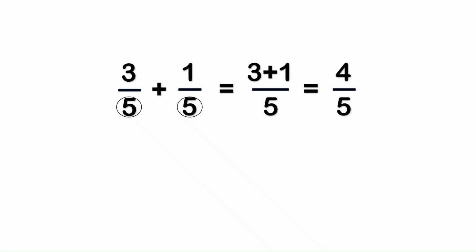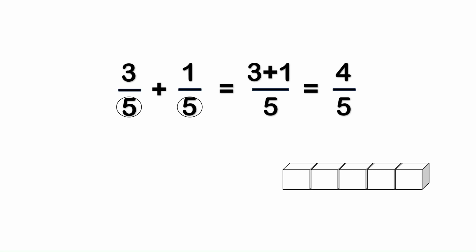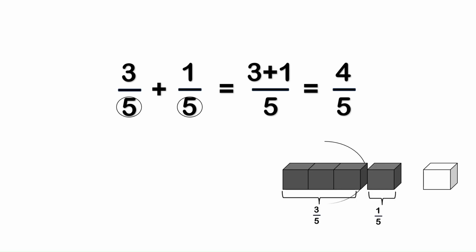Let's visualize this example. Look at this object. Divide it into 5 equal parts. Now each fraction of this object is 1/5. You can easily figure out that this fraction is 3/5 and this one here is 1/5. Now if we add these two fractions, it becomes 4/5.